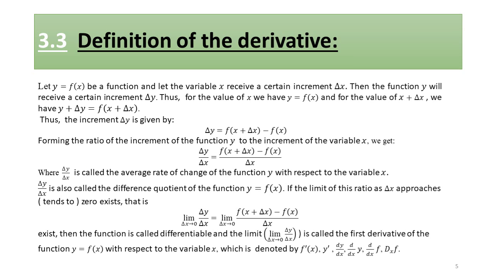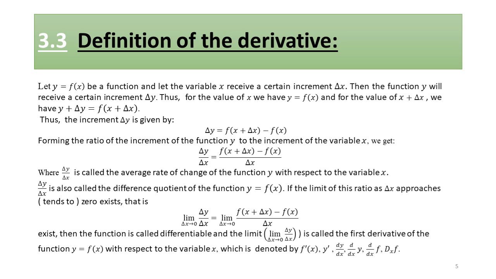Definition of the derivative. Let y = f(x) be a function and let the variable x receive a certain increment delta x, then the function y will receive a certain increment delta y. Thus, for the value of x, we have y = f(x), and for the value of x plus delta x, we have y plus delta y = f(x plus delta x). Thus, the increment delta y is given by delta y = f(x plus delta x) minus f(x).